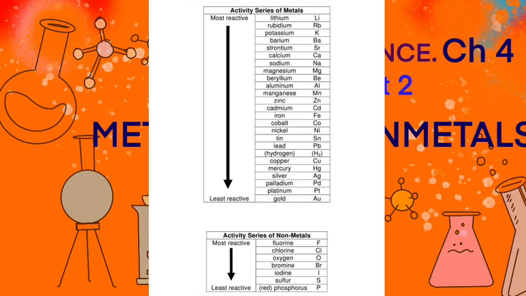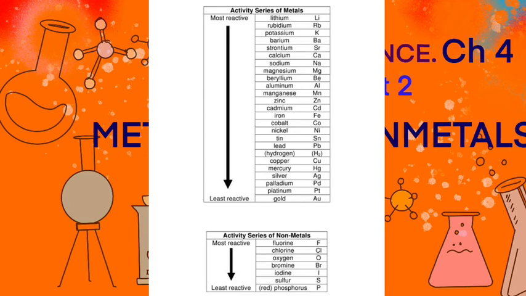Here is another reactivity series which is showing some metals also, and the reactivity series of non-metals also. So you can just learn it by heart. Fluorine is very reactive among the non-metals, and phosphorus is least reactive among the non-metals.